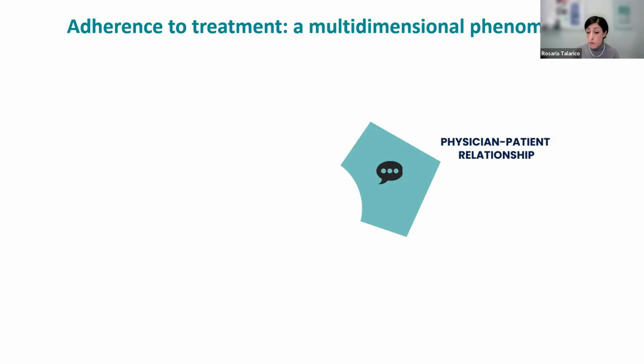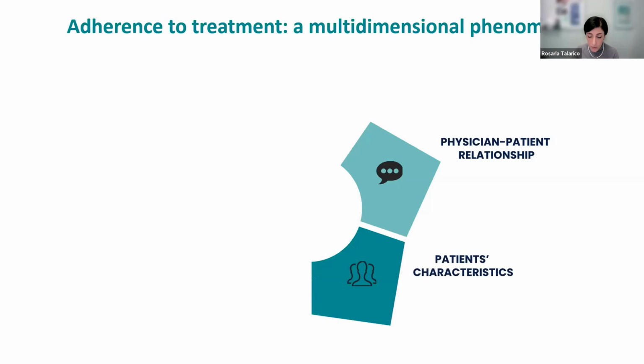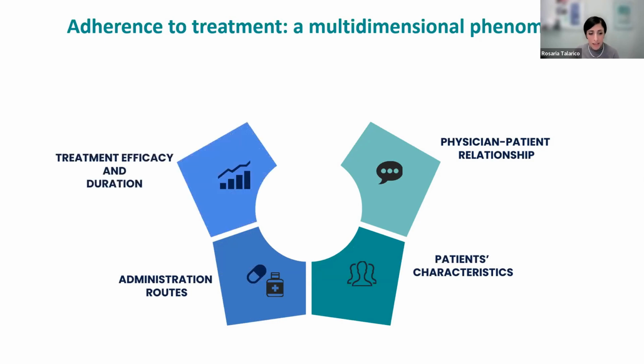First of all, we have to consider that the physician-patient relationship is essential in improving adherence to treatment. But we know, as WHO has stated, that patients' characteristics are very, very important. We know also that administration routes are important, and we may discuss, when choosing a therapy, which kind of route is more likely to be adhered to by the patient.